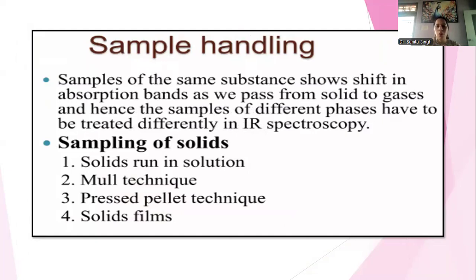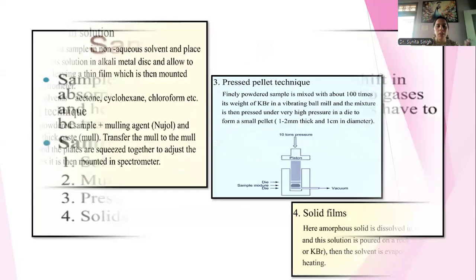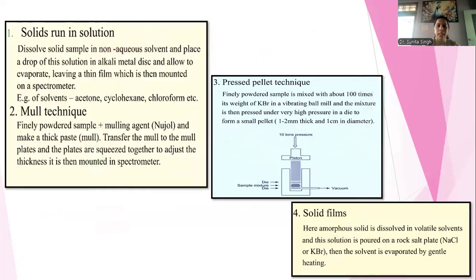For solids, we have solid run in solution, mull technique, pressed pellet technique, and solid films. Samples of the same substance show a shift in absorption band as we pass from solid to gas, and hence samples of different phases have to be treated differently in IR spectroscopy. So for sampling of solids, we have solid run in solution and the mull technique.